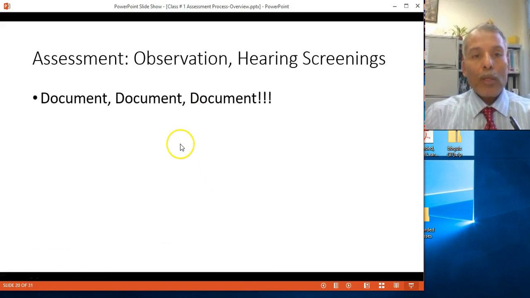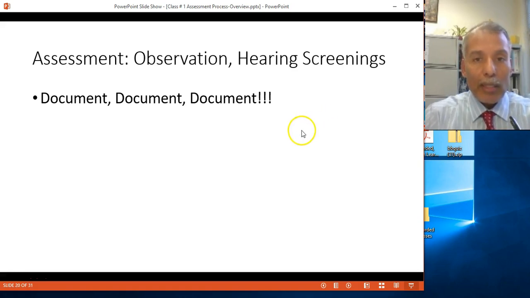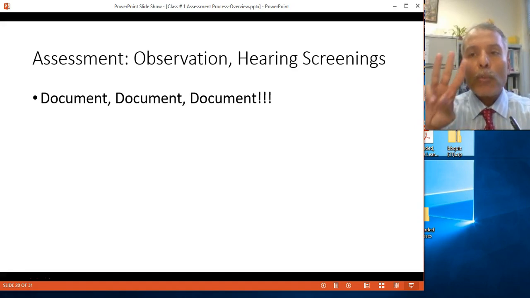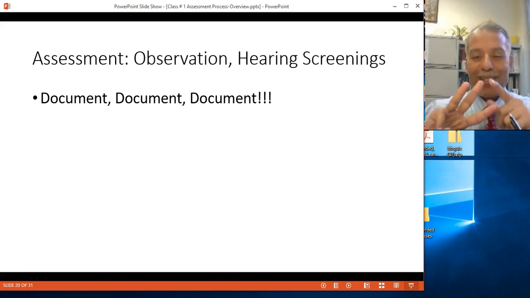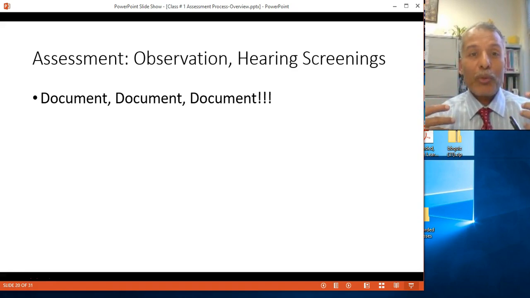So one big principle when in treatment, in diagnostics, assessment: real estate agents will tell you the three most important things when you look for a home. What are they? Location, location, location. And in our case, when you do an assessment or treatment, what are the three most important things? Documentation, documentation, documentation.